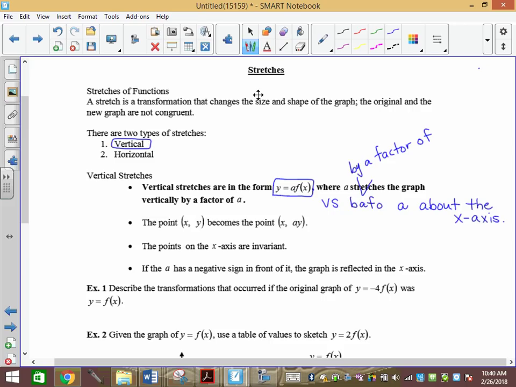And we do as we say. So just like with mapping, we've always done what we said, right? If it horizontally translated 7 right, we added 7. If it was a reflection in the y-axis, we'd put a negative x. We do what we say. So if it's a vertical stretch by a factor of a, we're going to multiply the y by a, just like we multiplied the y by -1 when it was a reflection.